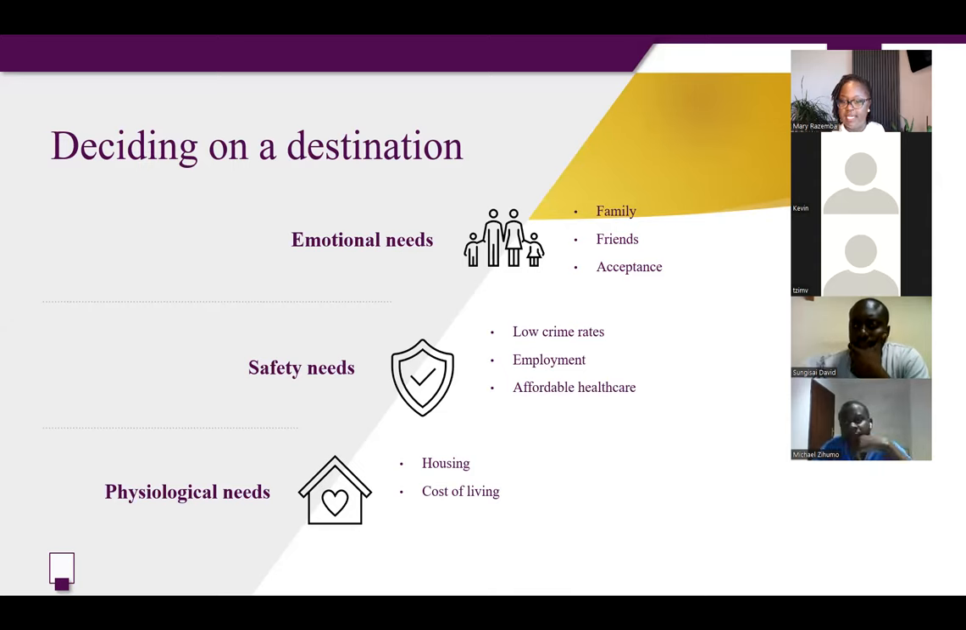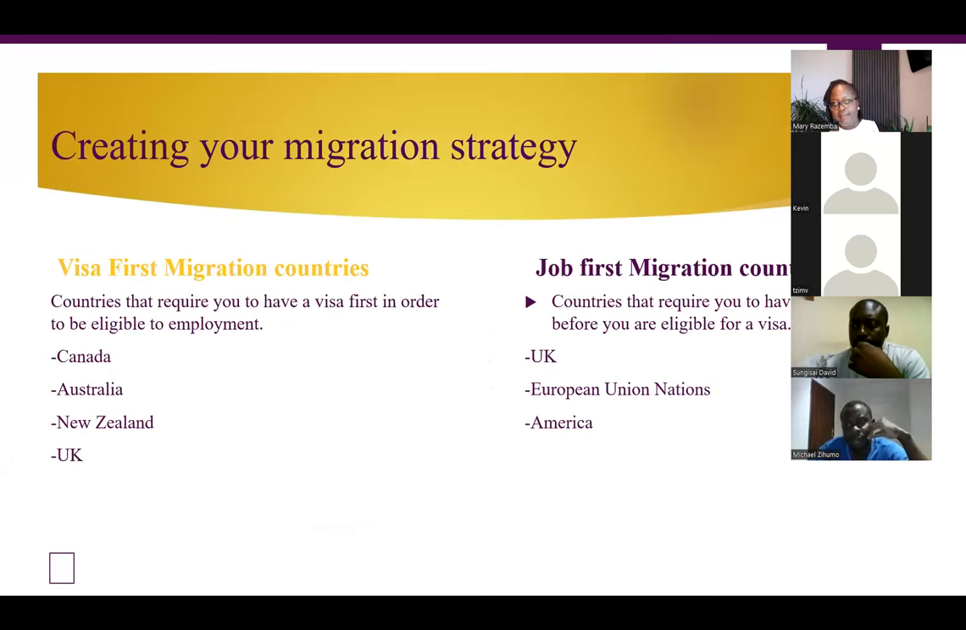Your safety needs, low crime rates, whether your job is secured there, whether the job of your partner is secured there. Is the healthcare affordable in the event that you need emergency healthcare or something drastic happens? Is it possible for you to get the care that you need, and is it affordable? And of course, your physiological needs, your housing, and the cost of living. These are some of the factors that you want to have a look at while you are migrating.